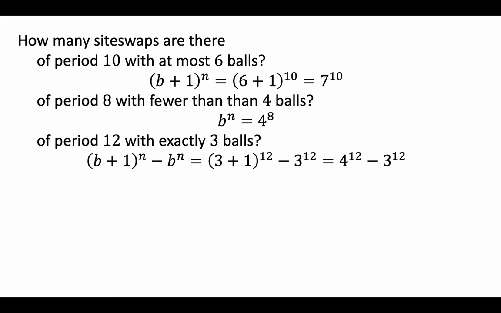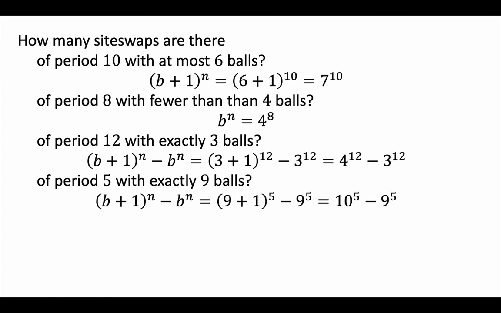On the other hand, what do we get if we have a period 5 site swap with exactly 9 balls? B is 9, n is 5, and so just as before, we use the B plus 1 to the nth minus B to the nth formula to get 10 to the 5th minus 9 to the 5th.